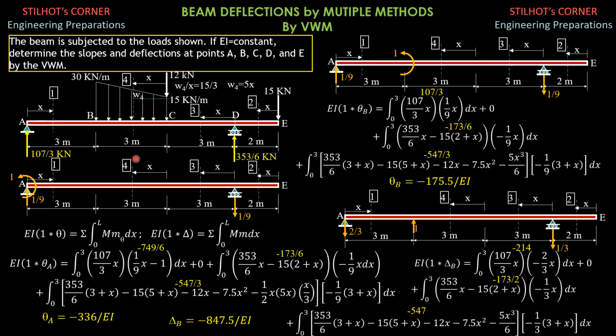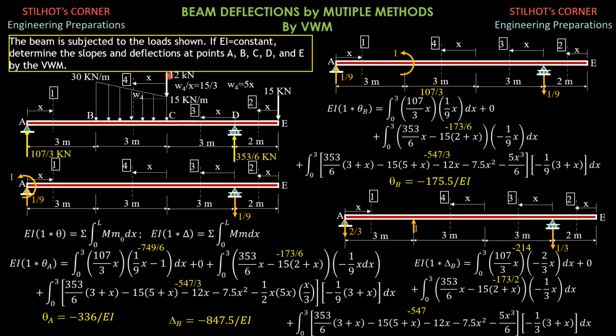Then for the last section, section 4, by the way, I'll call this W4 for the triangular loading. So by similar triangles, W4 as to x equals 30 minus 15, which is 15 kilonewton per meter, as to 3. So W4 is 5x. So the moment at this section is equal to 353 over 6 times 3 plus x, integral 0 to 3, 353 over 6, quantity 3 plus x, minus 15 times 5, 2 plus 3 is 5, 5 plus x.